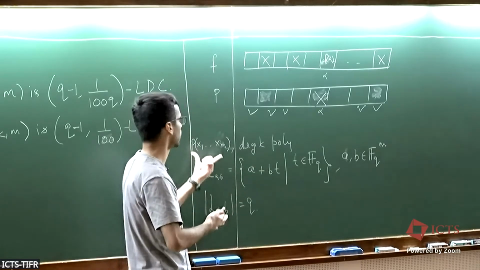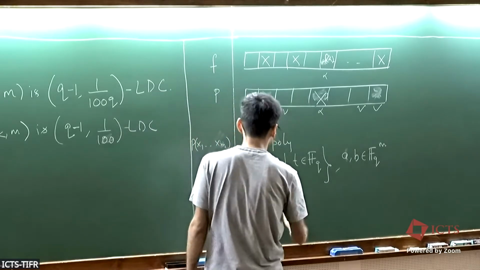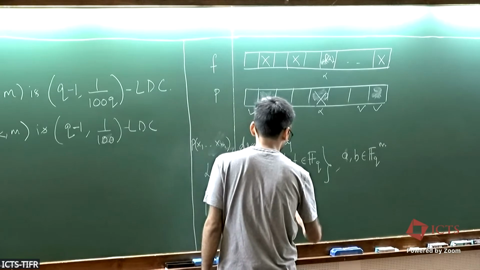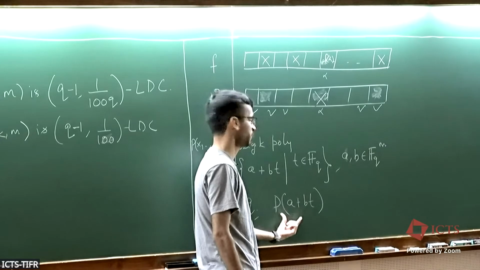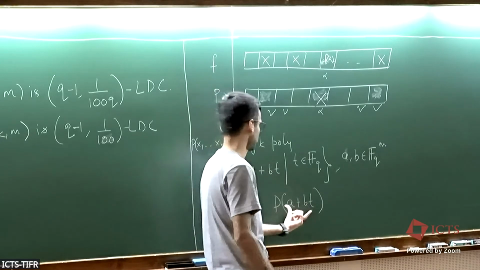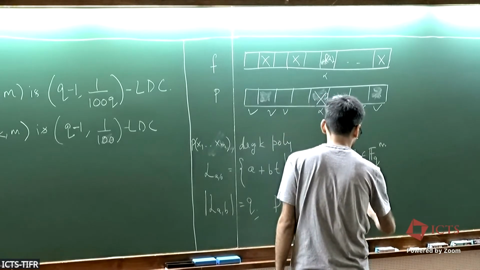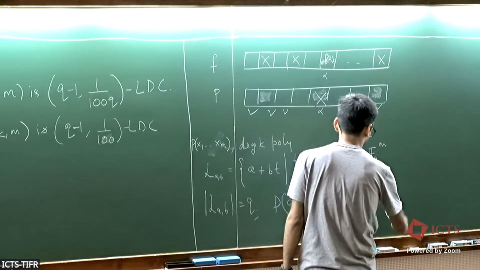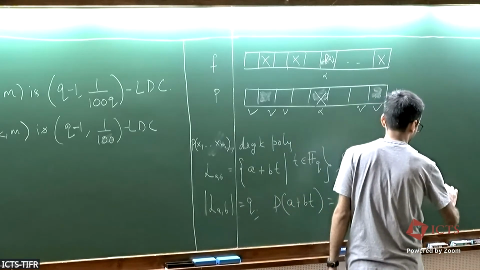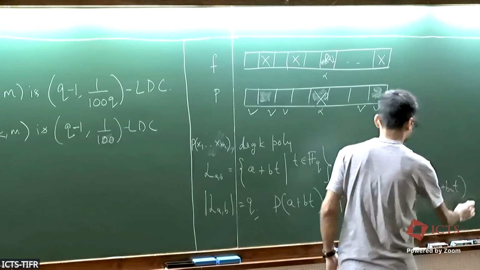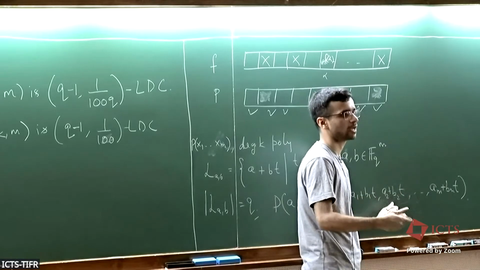Now let's try to understand how P behaves on this line. What are the evaluations of P on this line? We are going to be looking at evaluations of P at points of the form P of a plus bt. These are the points on the line. If we write it carefully, this looks like P of a1 plus b1t, a2 plus b2t, and so on, am plus bmt. We vary t, we get these m-tuples, and we are looking at the evaluations of P at these m-tuples.